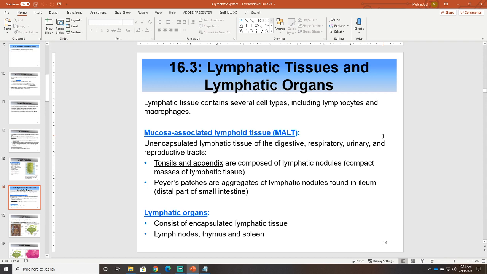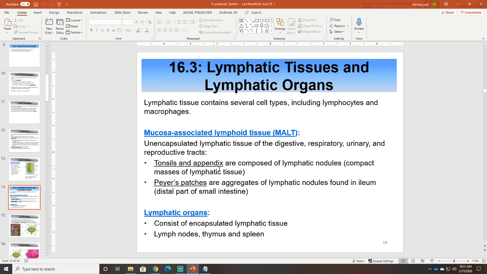Okay. So in addition to the lymph nodes, we have a couple lymphatic tissue types. So there's the mucosa-associated lymphatic tissue. This is unencapsulated tissue found in the digestive, respiratory, urinary, and reproductive tracts. And as the name might tell you, basically you'll find it associated with mucosa, where the mucosa are.